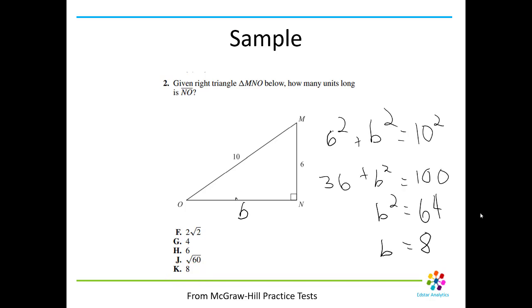If you had to work it out, you label the missing side B. Then B squared plus 6 squared is 10 squared. Solving this, you get 8.